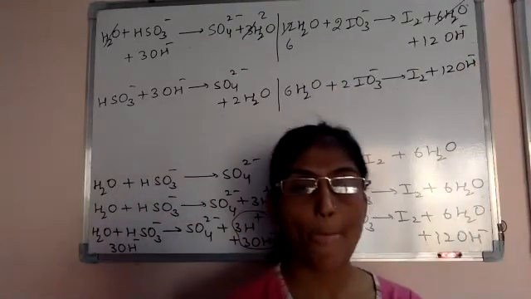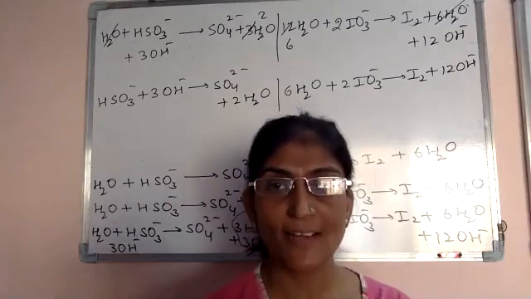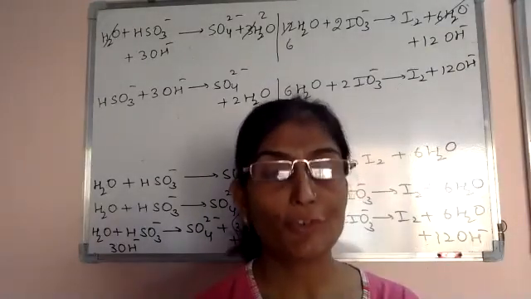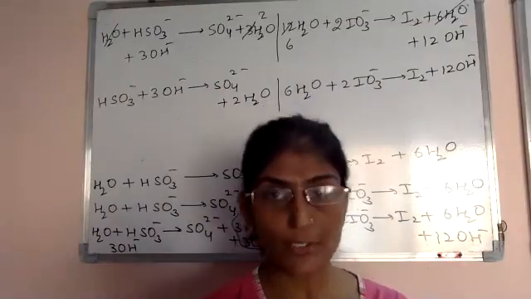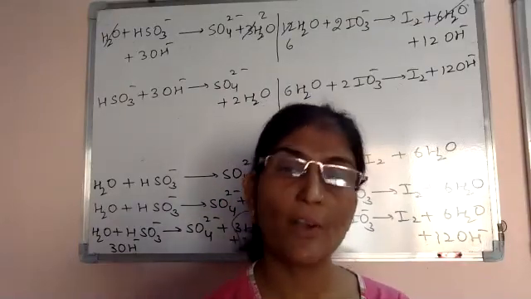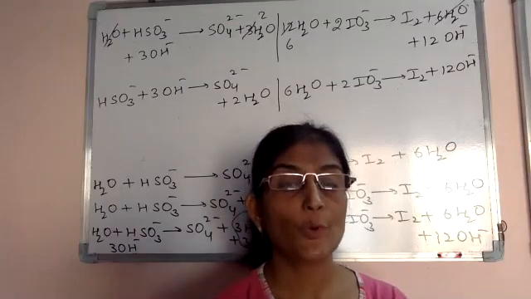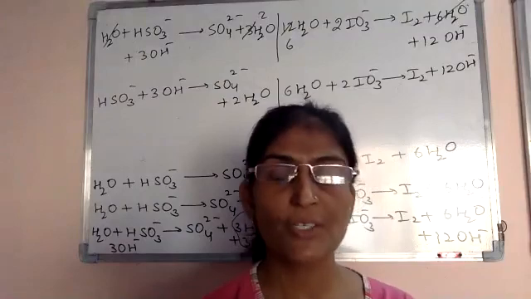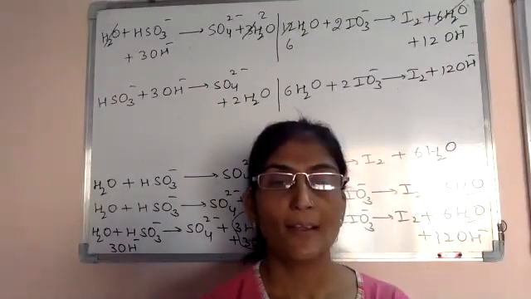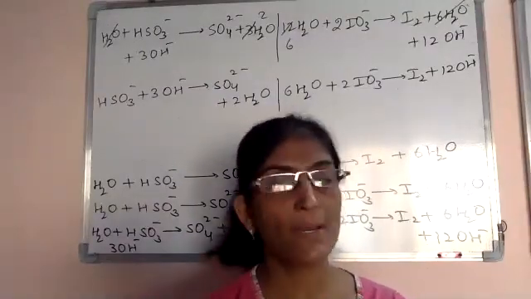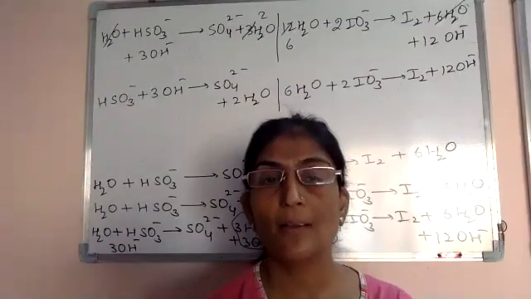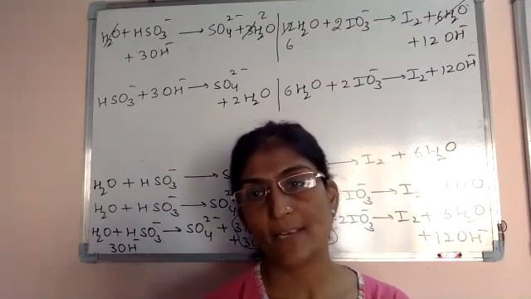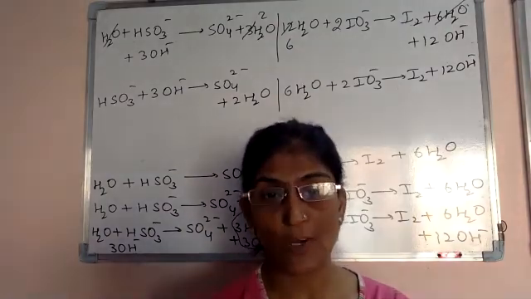Now you have to balance charges. After balancing charges, you have to multiply to make the electrons equal, and then add, and you get the redox reaction. This is homework you have to do. What? Balance charge by electrons. To make electrons same, multiply equation by suitable multiple, then add oxidation and reduction reactions, you will get the balanced reaction. That you have to do in homework.